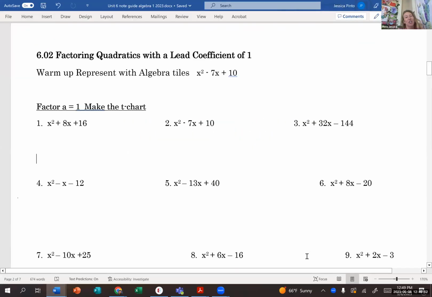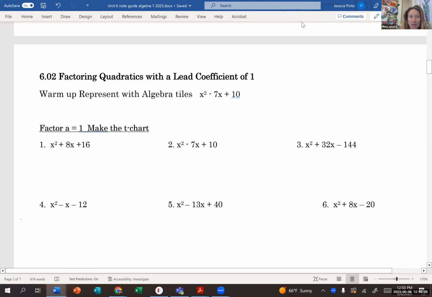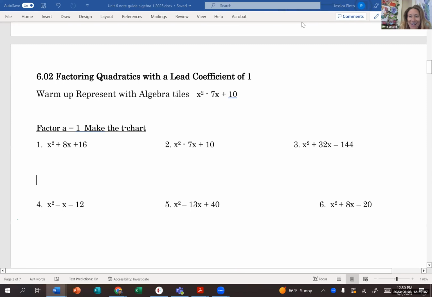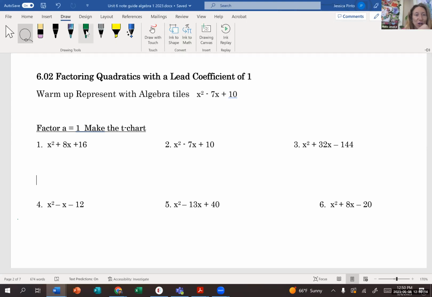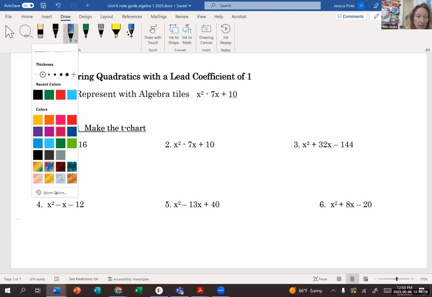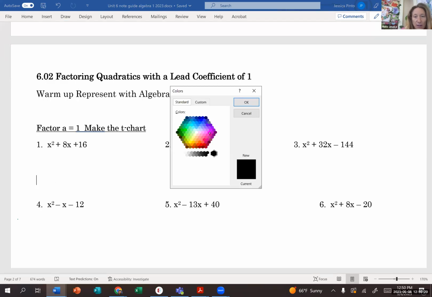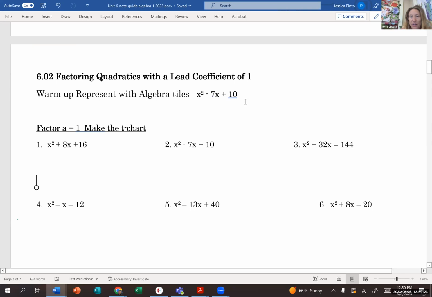Okay, you guys, we're looking at section 6.02, factoring quadratics with a lead coefficient of 1. We wanted to represent this quadratic trinomial with algebra tiles, which you may recall is something that we did in the past.